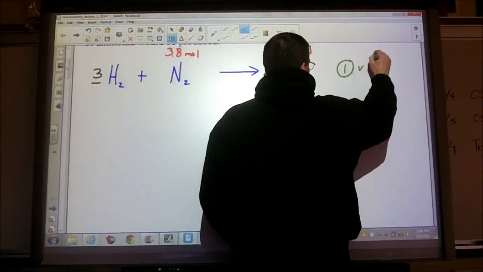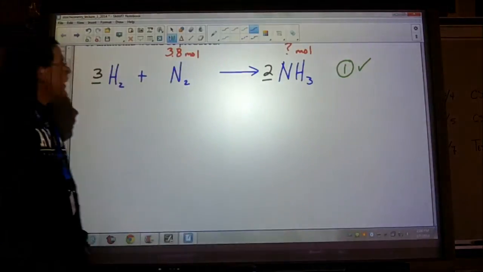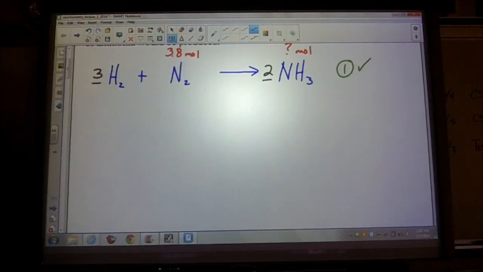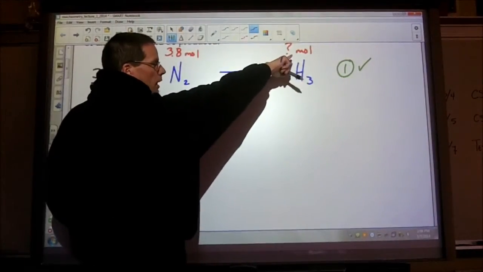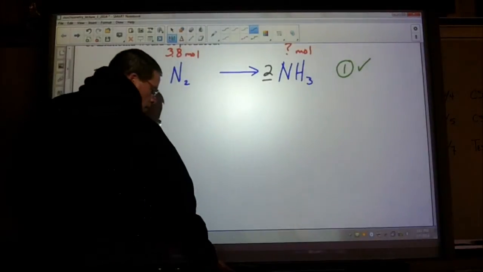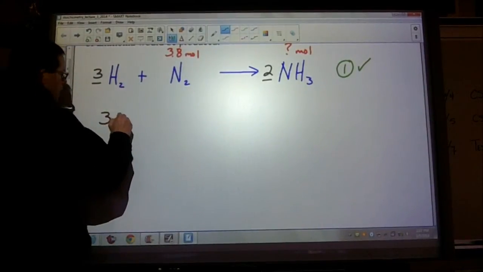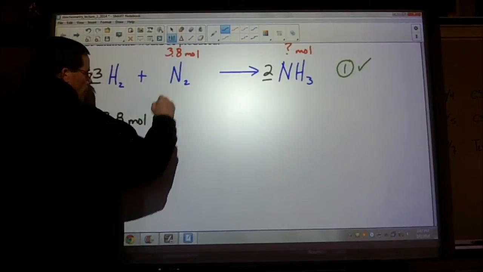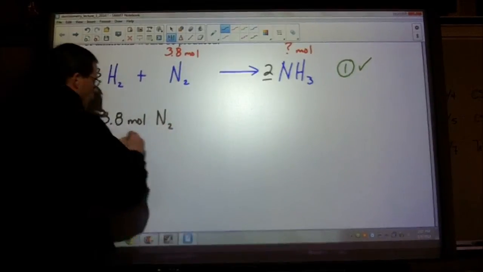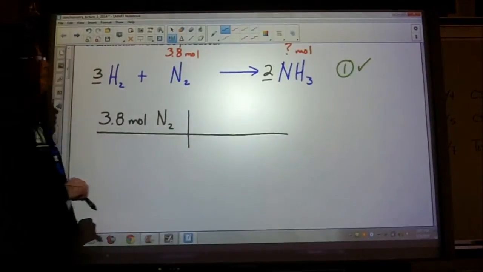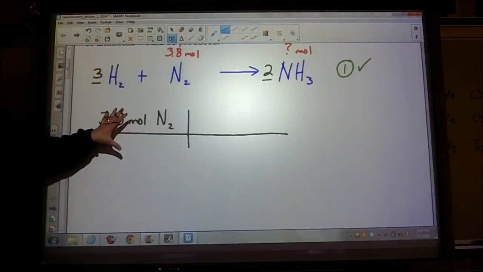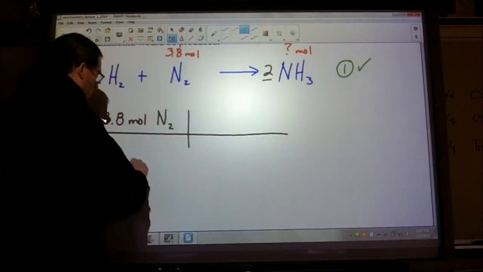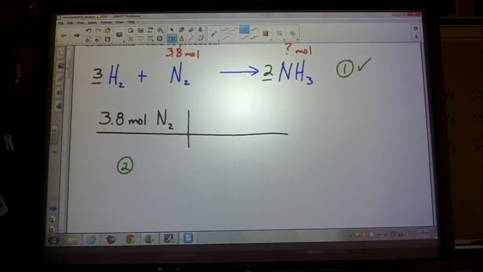Step 1 done. All right, step 2 is to take what's given. What's given here? 3.8 moles, not the number of moles of the ammonia. That's what we're looking for. So we're going to start with what we know, which in this case is 3.8 moles of nitrogen. And I want to know how many moles of ammonia are produced. I've already got it in moles, so step 2 is finished. It's already been done for you.